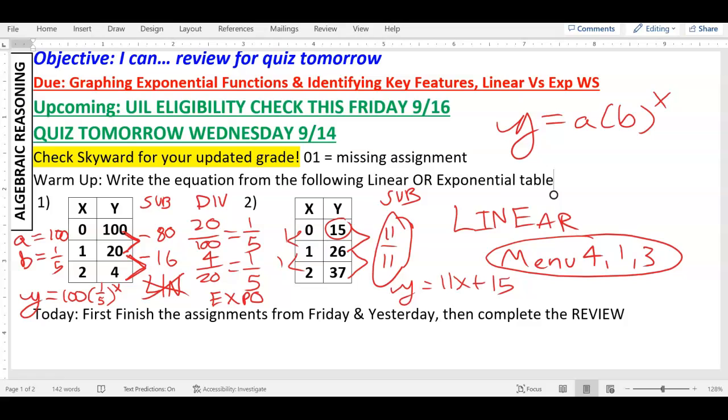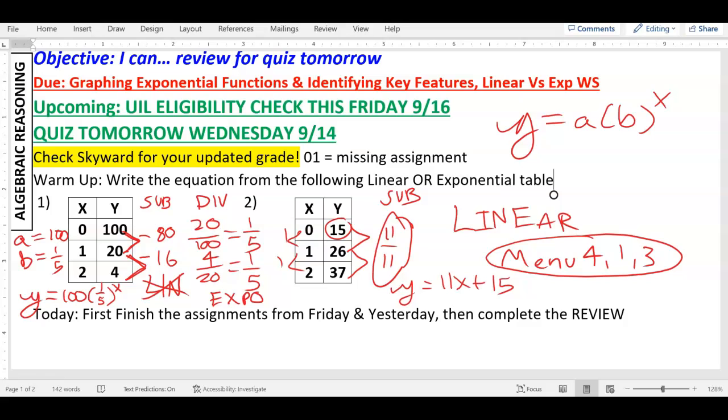So the first thing I want you to do is finish the assignment from Friday, like it says right here. Sorry, yesterday. And then also, if you didn't finish the one from Friday, I want you to finish that one too. Okay, at the top here in red, what's the name of them? Graphing exponential functions and identifying key features. That's the one from Friday. And then linear versus exponential worksheet is the one from yesterday, Monday. First, finish those two assignments. Then you can work on what I'm about to pass out to you.